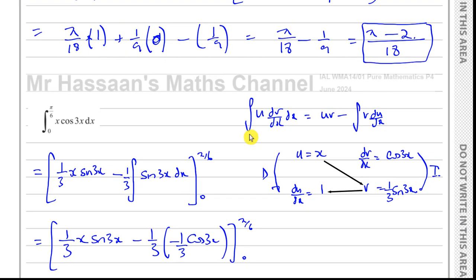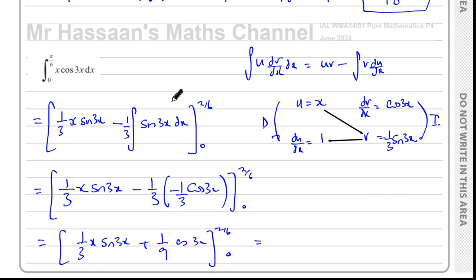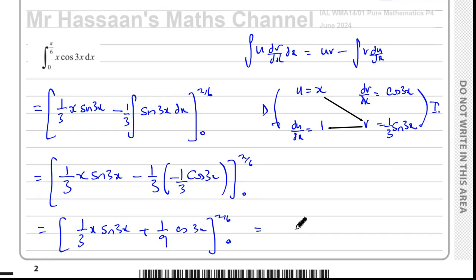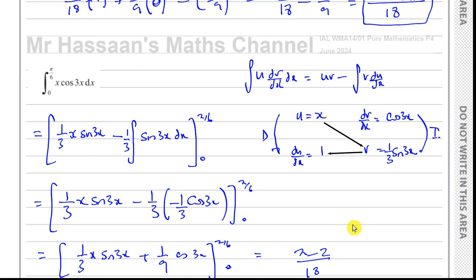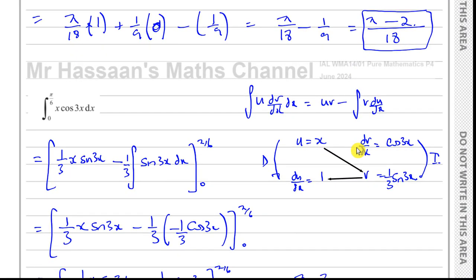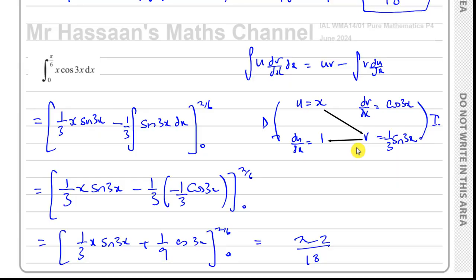I'm just going to write down the answer because the rest is exactly the same as before. So we end up with pi minus 2 over 18. Pi minus 2 over 18. Right, now I'm going to first show you a little trick that will help you to check your answer in case you made a silly mistake using your calculator.